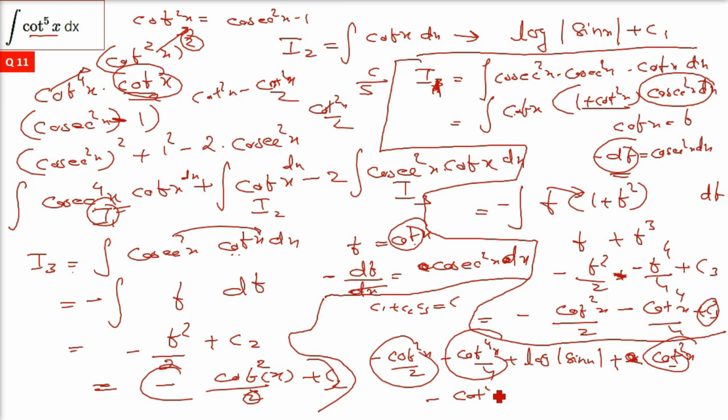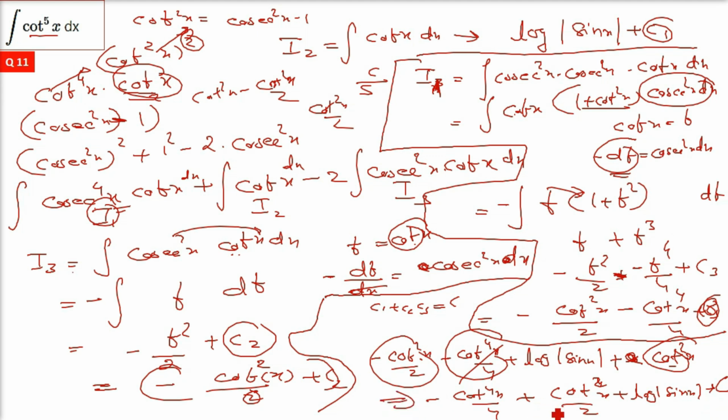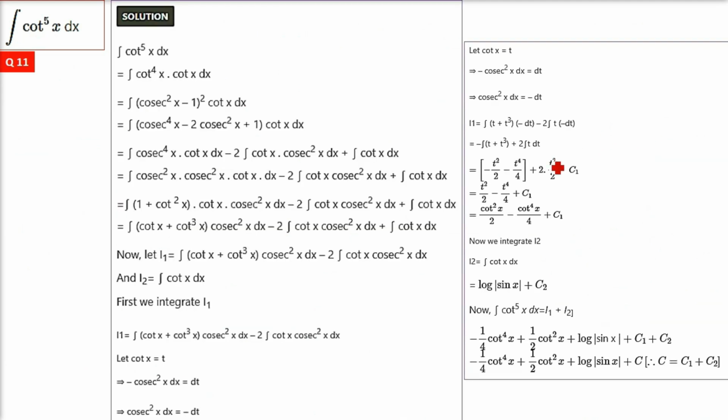So the first term will be the highest power, which is cot raised 4x by 4. When we combine these two cot square x terms, we got cot square x by 2. The third term is log modulus of sin x. And then C1 plus C2 plus C3, combining all constants from I1, I2, I3, we call it capital C. That's your final result. This is the way you can do it. The reference may seem different and the approach may be different, but ultimately you will get a similar result if you follow what I have advised you.